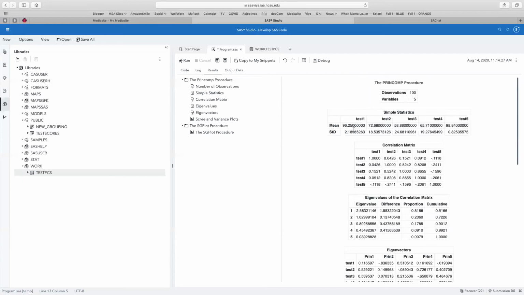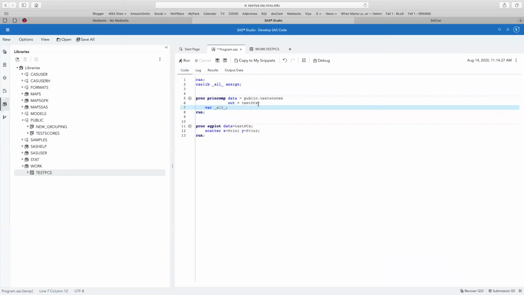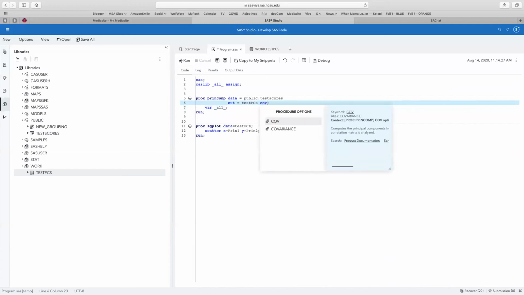This is a product of using correlation PCA. Because I'm insisting that each test be forced to have the same amount of variance. Because once you standardize a variable, you have a variance of 1. And so every test in the standardized version has a variance of 1. I can alter this by adding the covariance option.